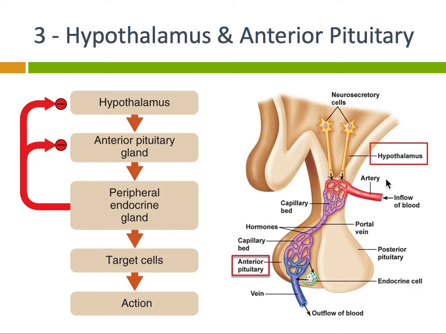Finally, we have one that's a little more complicated. So you can see here we have the hypothalamus, and then we have the anterior pituitary gland down here. What's going to happen in this case is that the hypothalamus is going to produce hormones that are going to be sent to the anterior pituitary gland. Then the pituitary gland is going to release those hormones, and they're going to go to a different endocrine gland. And then the endocrine gland is going to produce its hormone, which is then sent to the target cells to have some sort of action. So this one has an extra step, in that the hypothalamus produces something that's sent to the pituitary gland, which sends a hormone that's sent to a peripheral endocrine gland, which then goes to the target cells.